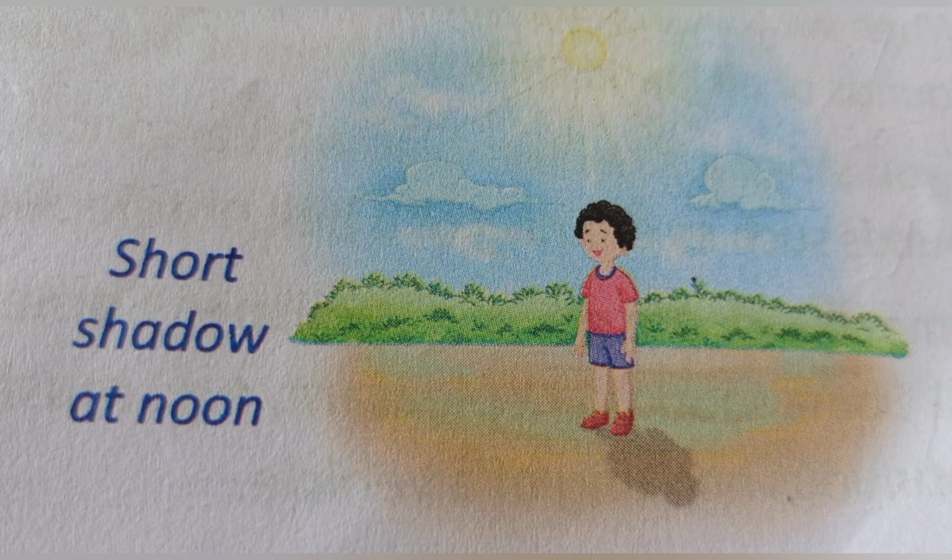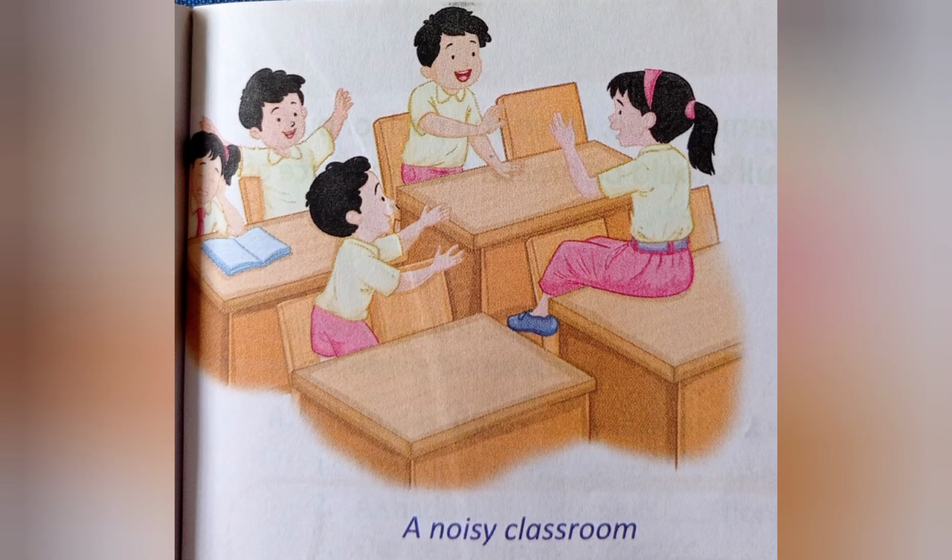Now we will see some information about sound. Every day we hear different sounds around us. We hear sound with the help of our ears. Some sounds are soft, like a whisper. Some sounds are loud, like the barking of a dog or the cry of a baby. Some sounds are pleasant, like music, and some sounds are unpleasant, like continuous honking of vehicles.